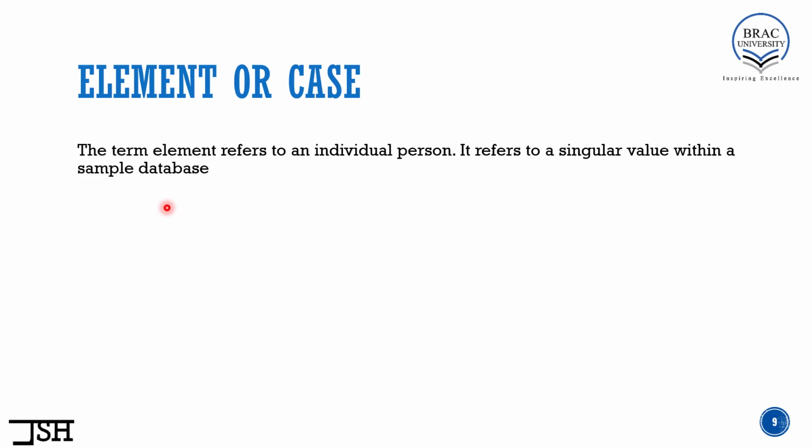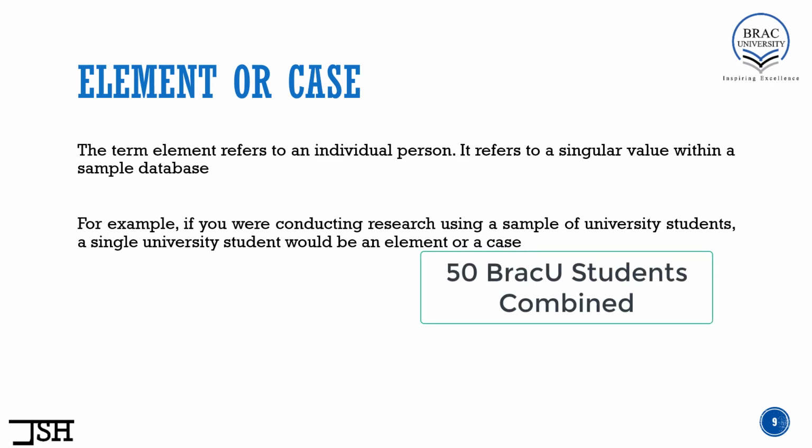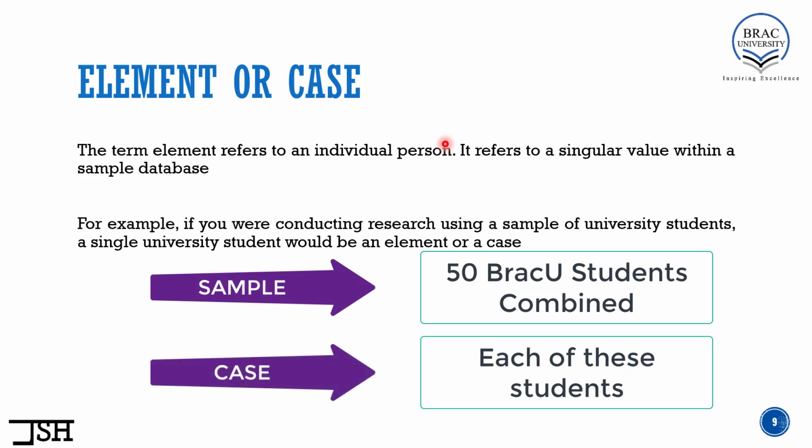For example, we are conducting a research using a sample of university students. In the earlier example, we picked 50 students, right? 50 BRACU students. That was our sample. Now within that sample, every single university student would be an element or a case. Those 50 students together was my sample, but within those 50 students, every single student individually will be called an element or a case.